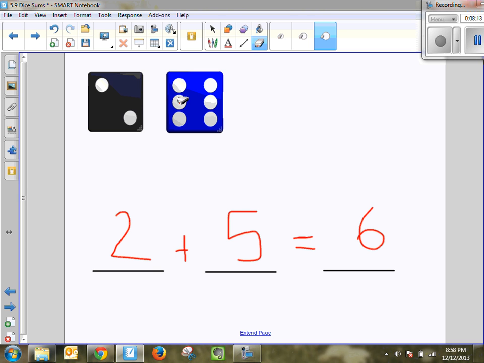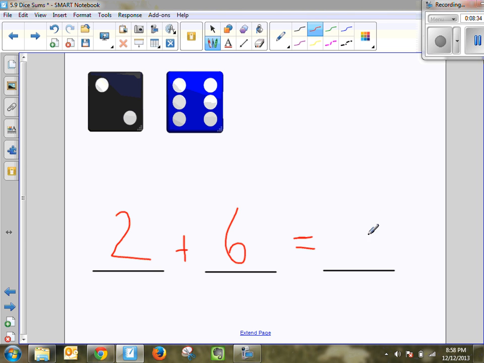Now, there is 1, 2, 3, 4, 5, 6 dots on this blue die, but the problem is that I wrote a 5. So this one should have been a 6. And then the second mistake was that if I count all these dots, 1, 2, 3, 4, 5, 6, 7, 8, the correct answer at the end would have been 8.